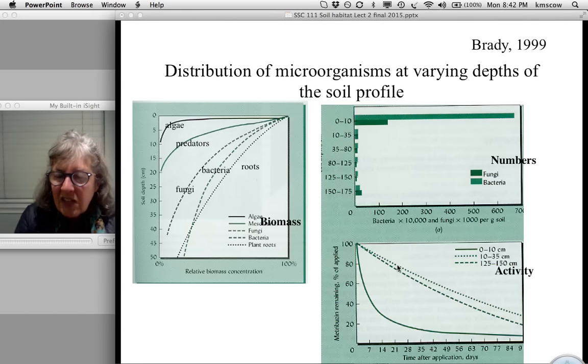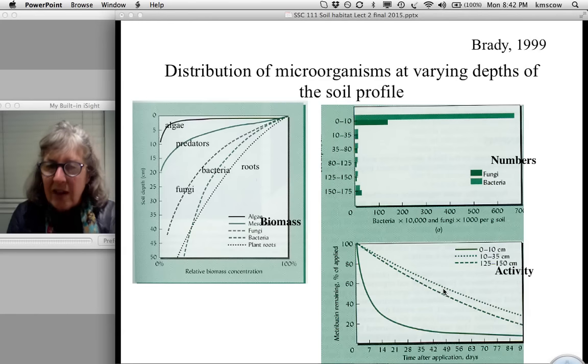And here's activity as well. Activity measured as some pesticide degrading. And we have the pesticide degrading over time, 100%. And then this is how much remains over time after it was applied. This is the fastest, right? It shot right down and degraded really quickly. That was in the surface layer of the soil. But you can see in the deeper soil, it takes much longer for that pesticide to degrade, or any kind of activity is going to be lower because your numbers are lower.